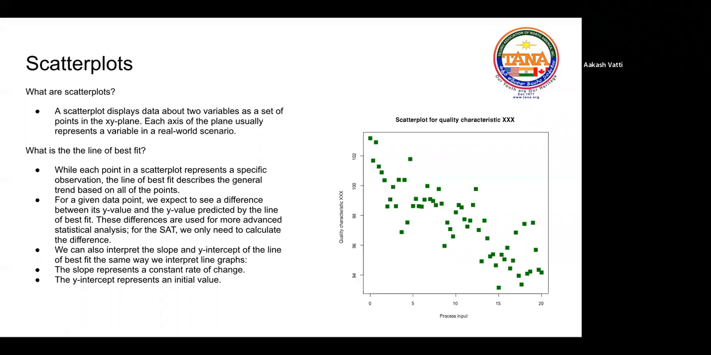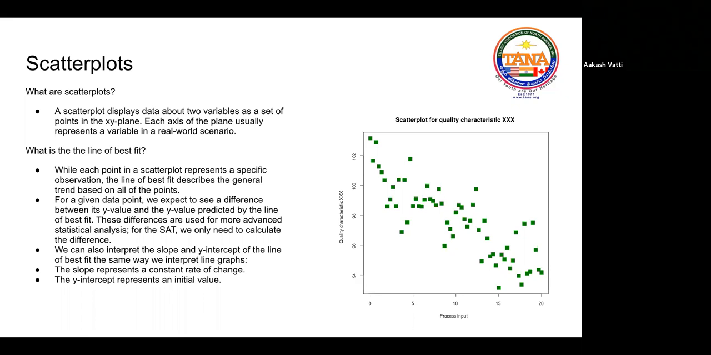So what is the line of best fit? While each point in a scatterplot represents a specific observation, the line of best fit describes the general trend based on all of the points. So basically it's like the average rate of change, really. No, it's not that. It's basically a line that predicts what a value would be in a certain location based on all of the points given overall.